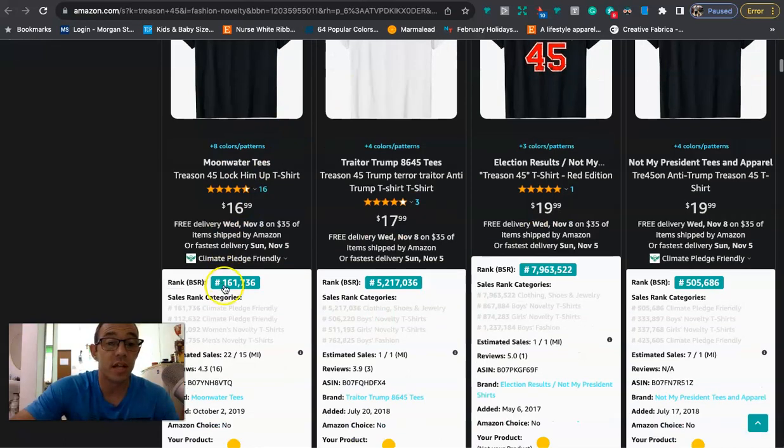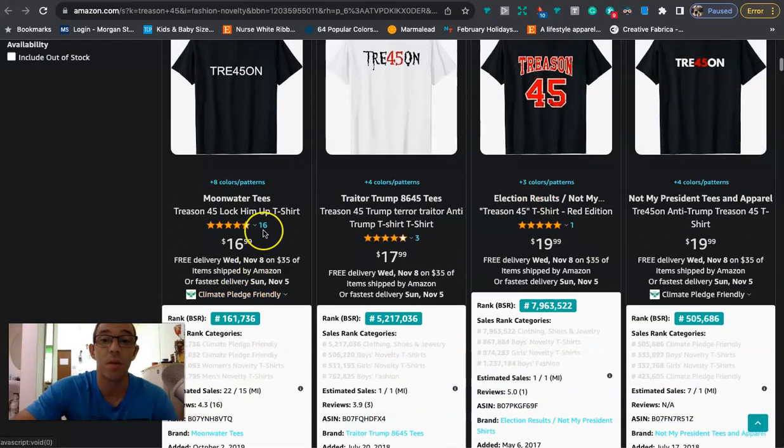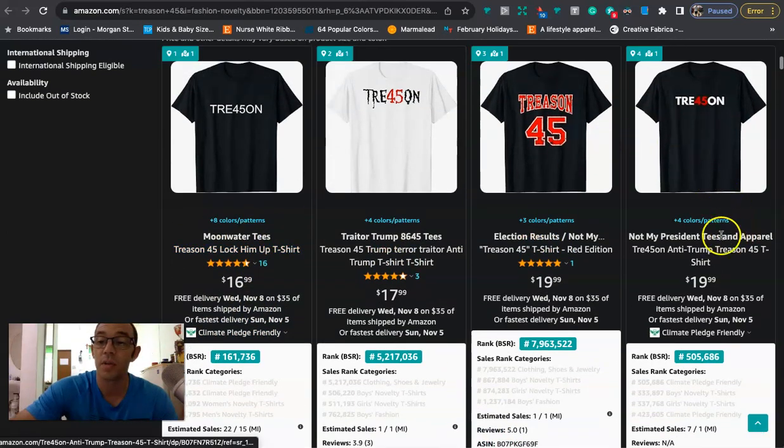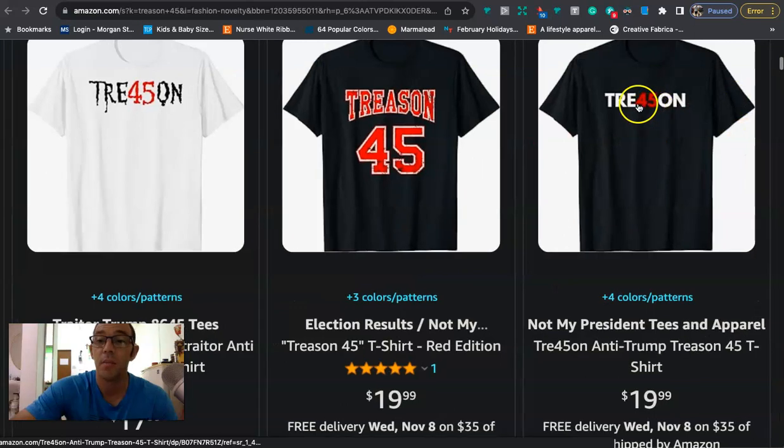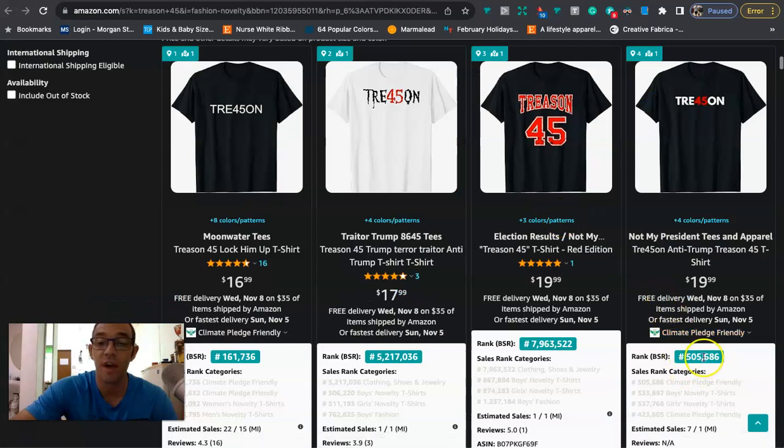But we're going to see that this shirt is selling. It's got 161 BSR. Now it is in the Climate Pledge friendly category, so it's probably higher, but still we can see that this is selling. It's got a whole bunch of reviews. Here's another example, this one right here is doing the same thing, but they've changed the color from white to red for the 45. You can see it is also selling, 505 BSR in the Climate Pledge friendly category.